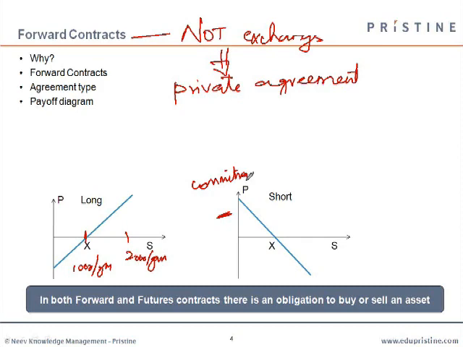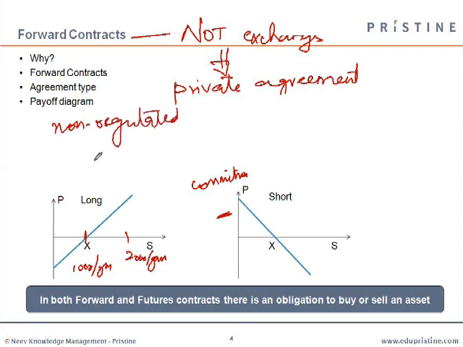And because they are private agreements, it's not that we can actually take them to court and do something. Actually, there are still financial courts available, but it's a very difficult process. So that leads to a limitation of forward contracts, that they are largely non-regulated.